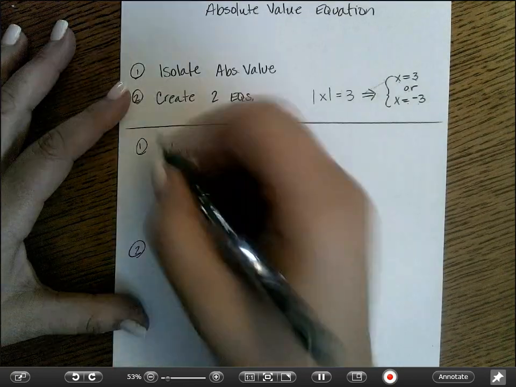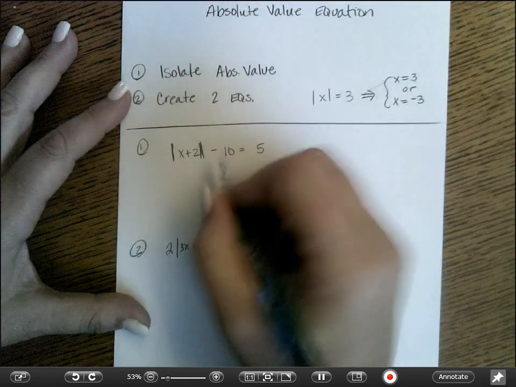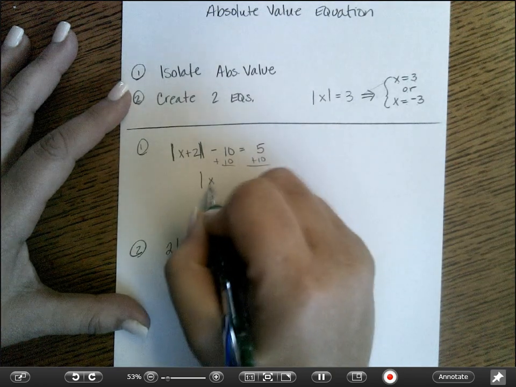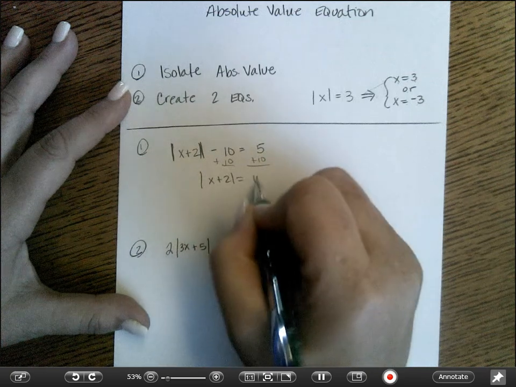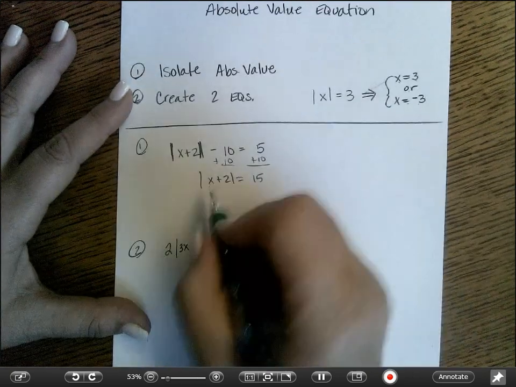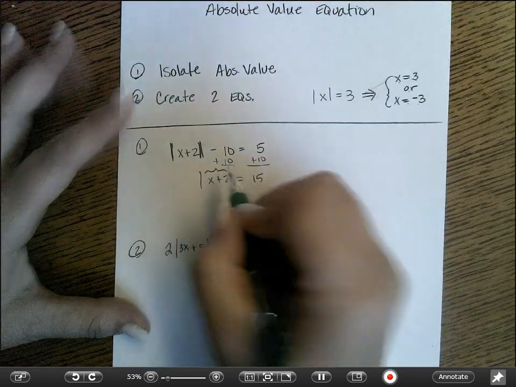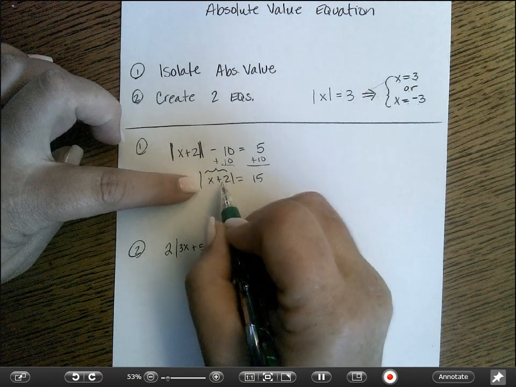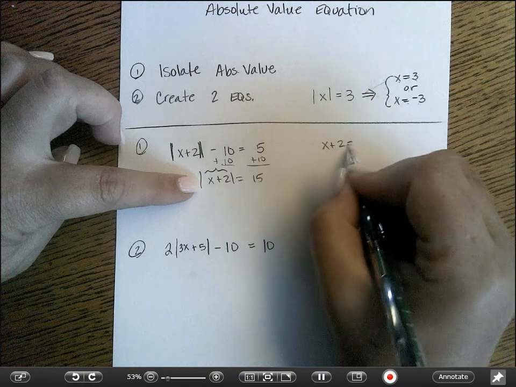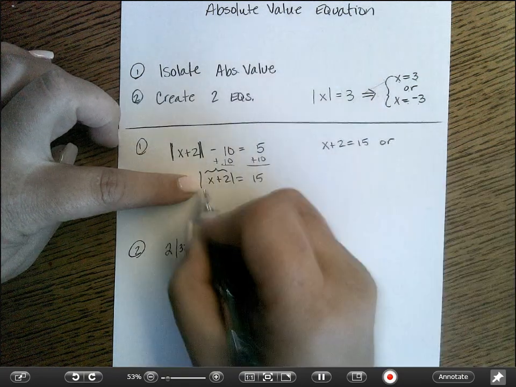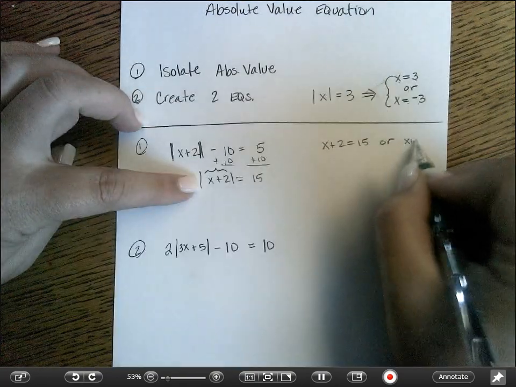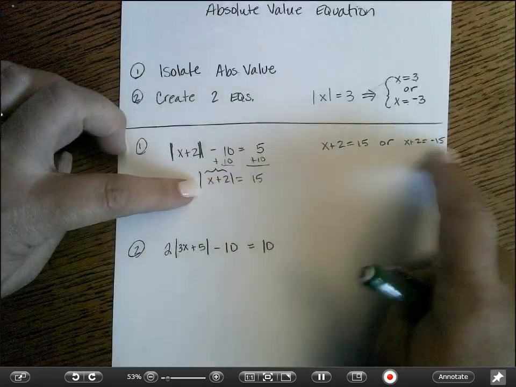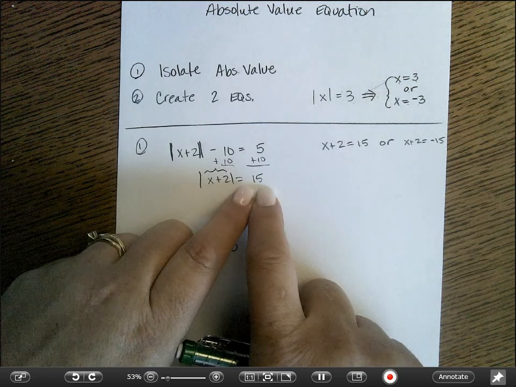So we're going to isolate the absolute values by adding 10 to both sides. So when I do that, I get absolute value of x plus 2 equals 15. So that means this inside the absolute value could be 15. So x plus 2 could equal 15, or x plus 2 could equal negative 15. So that way, when I take the absolute value, I'm assured to get 15.